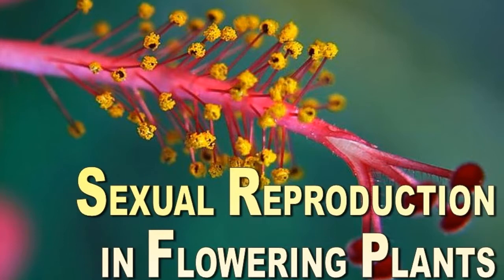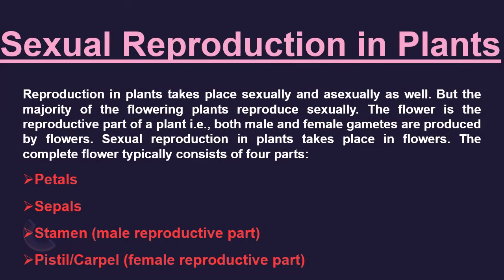Today I'm going to tell you about sexual reproduction in flowering plants. First of all, I'm going to tell you what sexual reproduction in plants means. Reproduction in plants takes place sexually and asexually as well, but the majority of the flowering plants reproduce sexually. The flower is the reproductive part of a plant, that is, both male and female gametes are produced by flowers. Sexual reproduction in plants takes place in flowers.